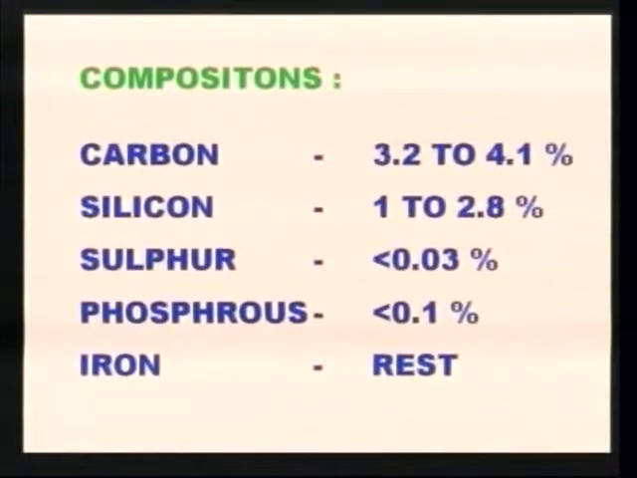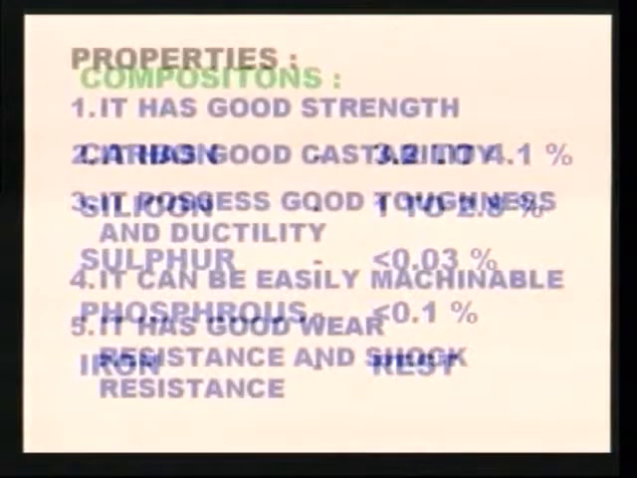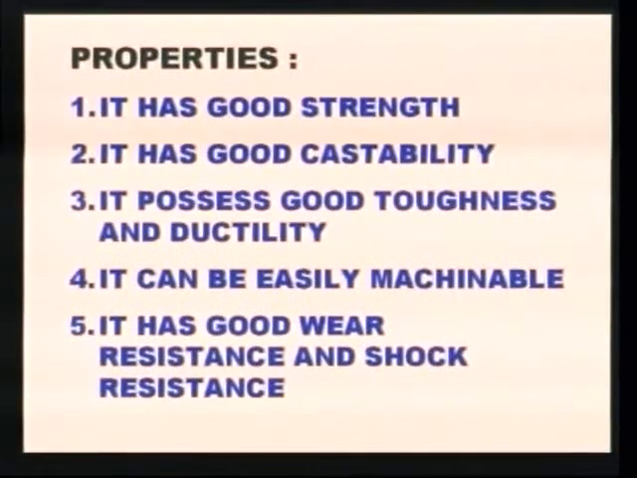Carbon is from 3.2 to 4.1%, silicon from 1 to 2.8%, sulfur less than 0.03%, phosphorus less than 0.1%, and the remaining is iron. These are some of the properties of spiral cast iron.